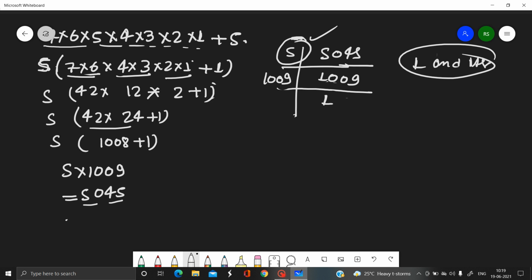So I can write here this expression is a composite number which is 7 into 6 into 5 into 4 into 3 into 2 into 1 plus 5 is a composite number.